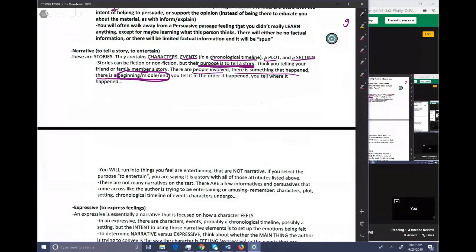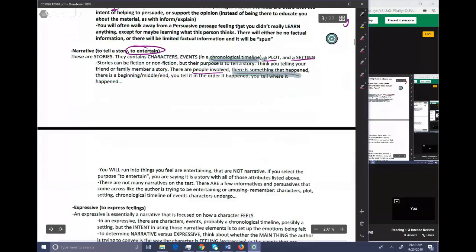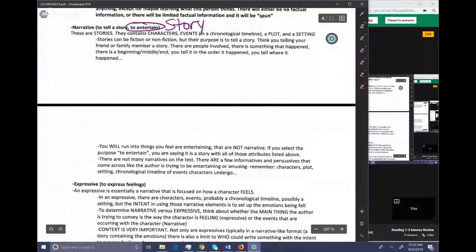So that's where you have to be careful with the tease, or the hesse, is if you're going to use "to entertain" in this setting, you have to mean that it is literally a story. So even if you were totally entertained by something, if it wasn't a story, you cannot say that was its purpose. There are not very many narratives on the test in comparison to the other passage types.